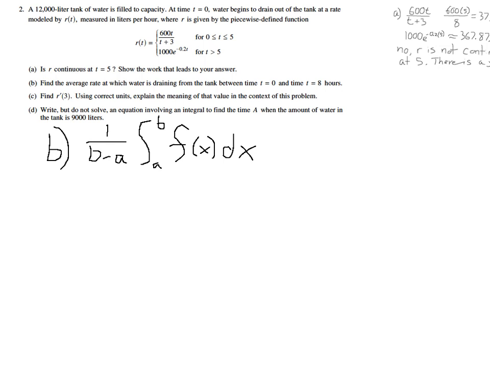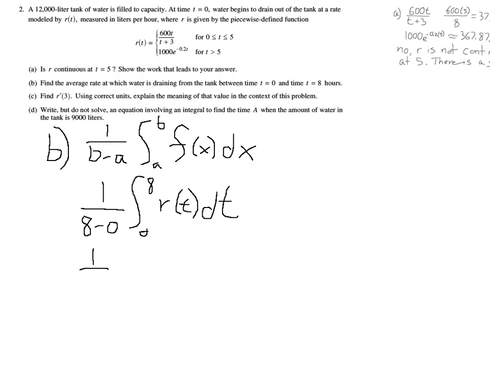I still just need to take 1 over, we'll start with 8 minus 0, times the integral from 0 to 8 of R of t dt. And again, you might think that things are going to be different and weird here because it's piecewise, but nothing changes. You just deal with the two pieces separately.